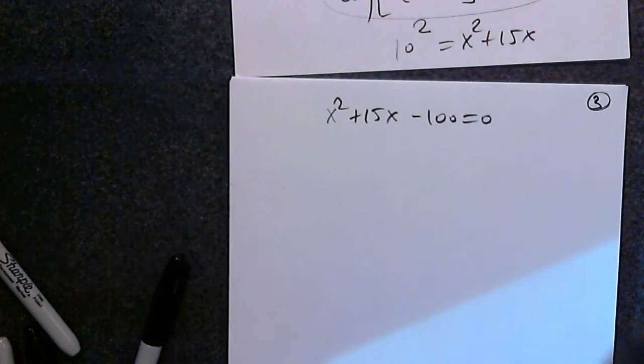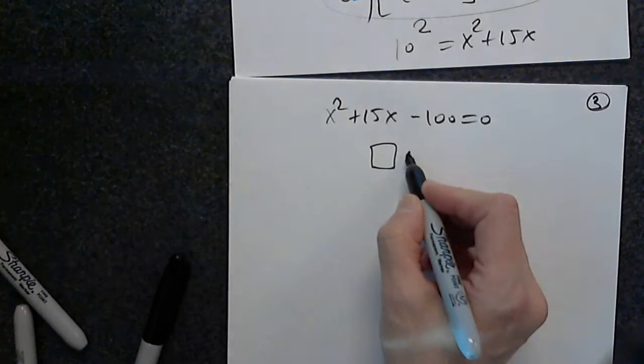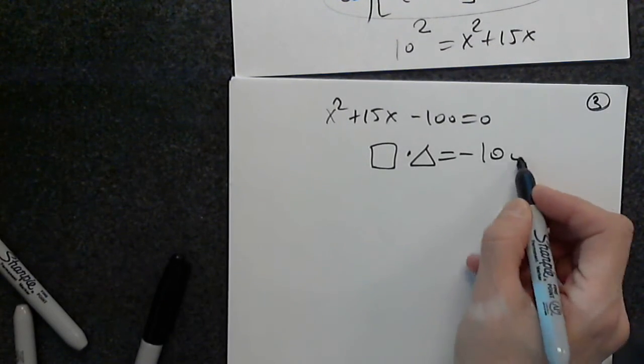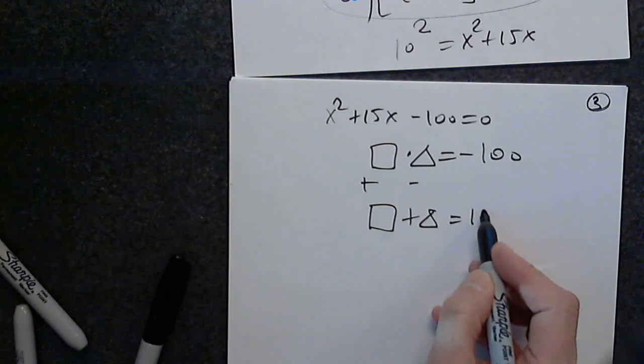Very good. Well done. And then, if you remember, we said if it takes more than 20 seconds, 30 seconds to factor, forget it. Quadratic formula right away. Because the product is negative, we want a positive and a negative. Positive and negative. And their sum is 15.